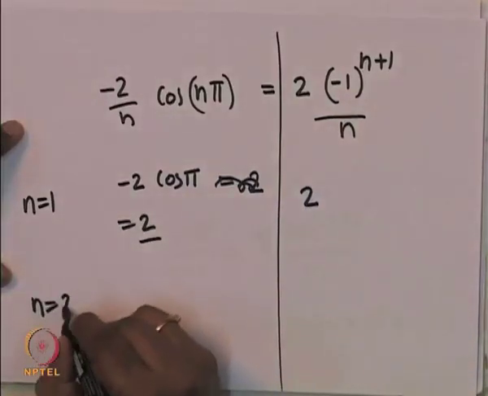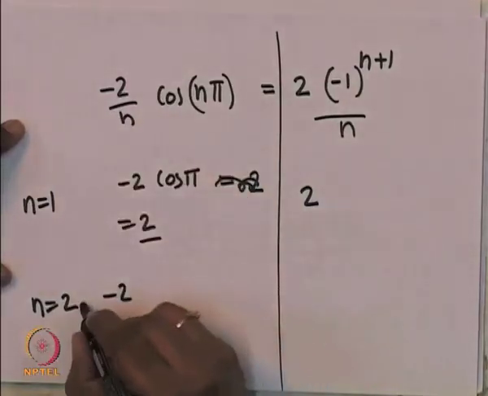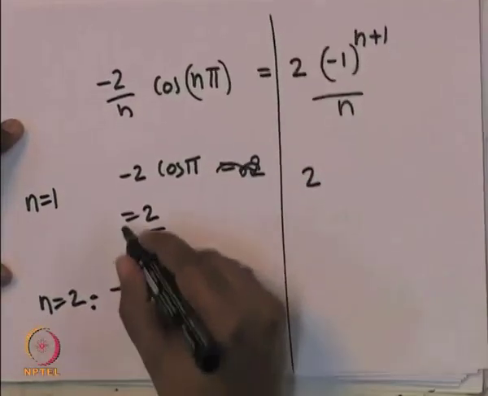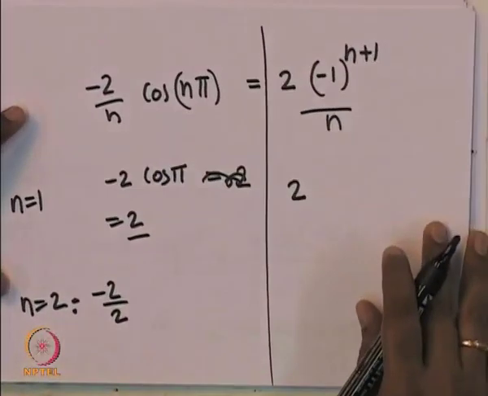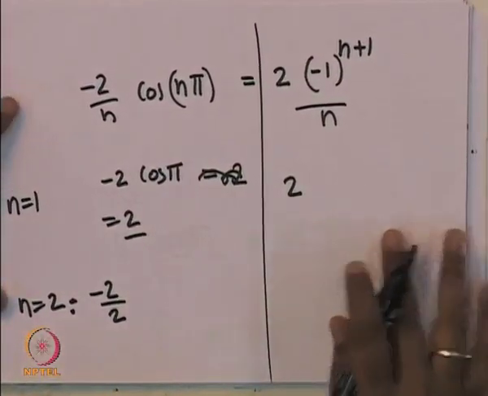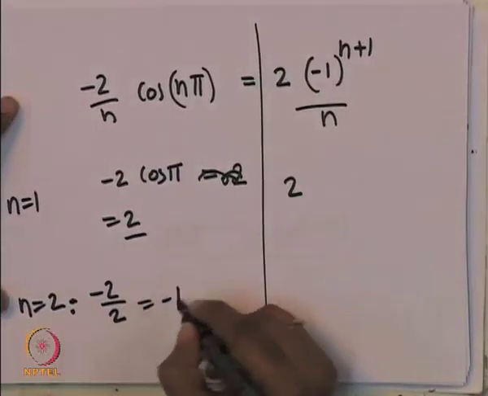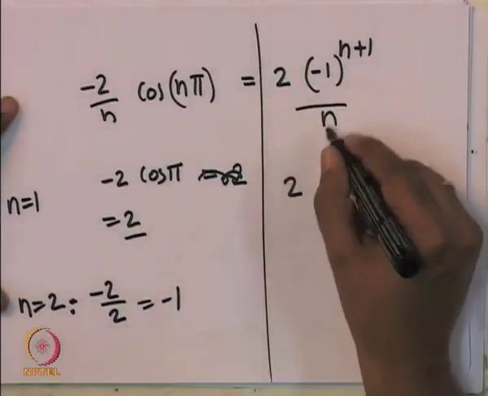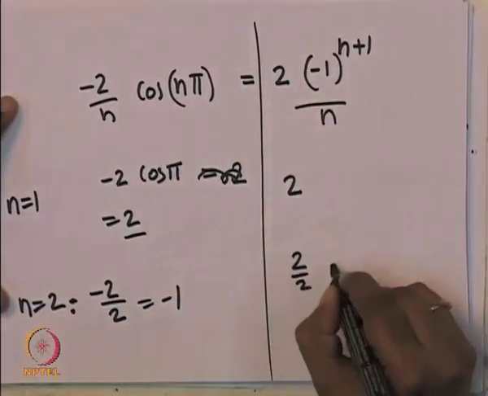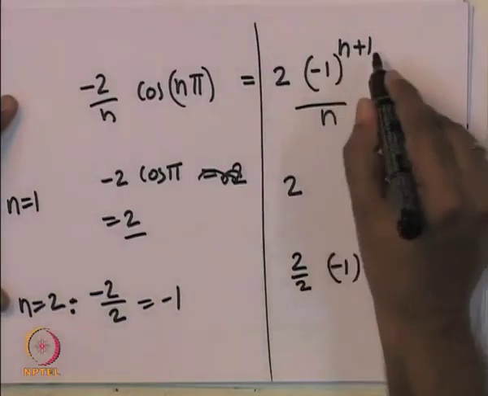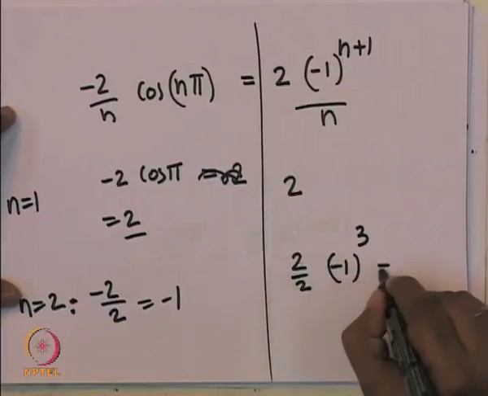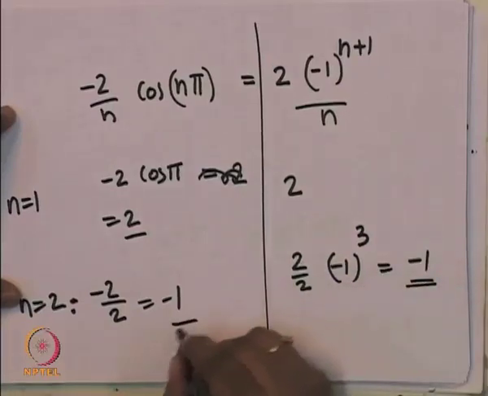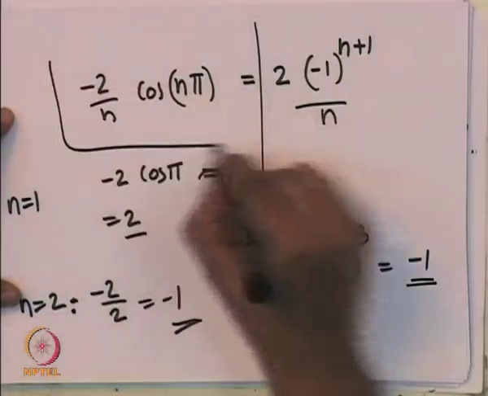Now, n equal to 2, here you get minus 2 by 2, which is minus 1, into cos 2 pi. Cos 2 pi is 1. So, you get minus 1. So, here what do you get? Here you get 2 by 2 into minus 1 whole power n plus 1, n is 2. So, this is 3. So, 2 by 2 is 1, so you get minus 1. So, this and this are exactly the same.